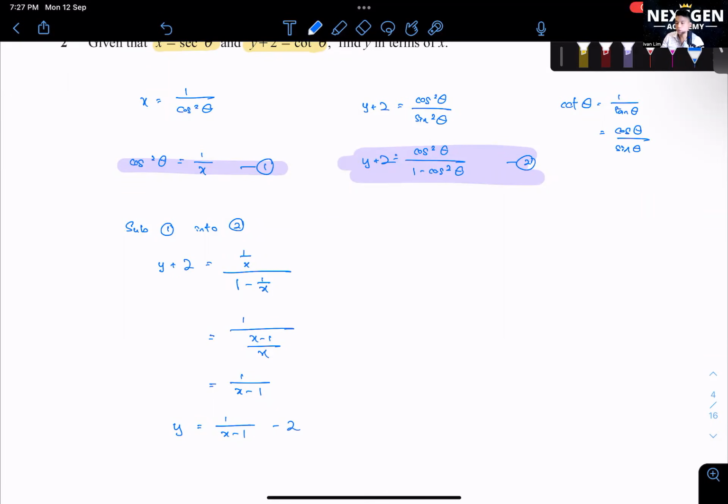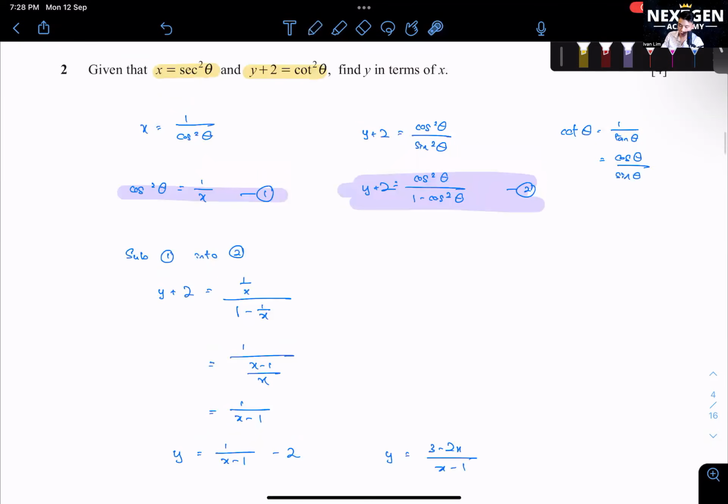They never ask you to write in a very specific form, so don't need to go and simplify it or whatever. If not necessary, don't need to do it. But if you go and do it, also can. The other alternative, if you continue doing it, will be y equals 3 minus 2x over x minus 1. Always remember, you do just enough, because sometimes when you all simplify, you do it wrongly.